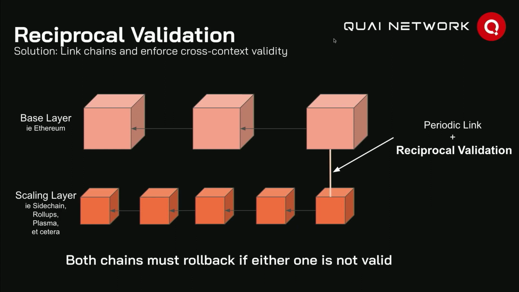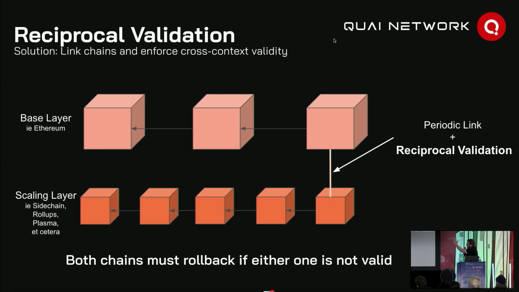There is one proposal that you could have for a solution, and that is reciprocal validation. If I took 2 arbitrary chains, like the Ethereum base layer and any of these scaling solutions, a sidechain, rollup, Plasma, etc., if I have a periodic link, which they already have, but during that periodic link, I also ensure reciprocal validation, I can actually solve almost all of the problems that exist with every one of the scaling solutions through reciprocal validation. So what do I mean by that?